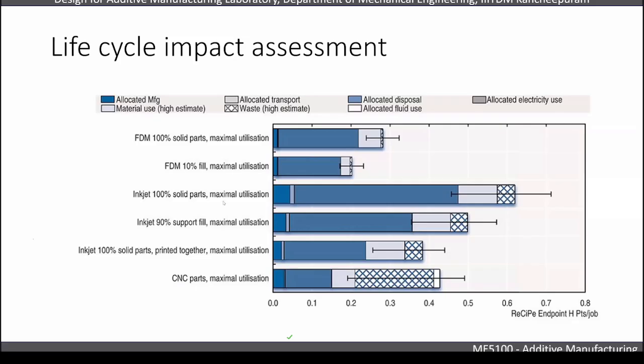But if you use inkjet with the maximum utilization, there's the highest impact. CNC parts also have the highest impact. You can see also the different components. CNC produces a lot of waste. You can see the waste is much higher here, right?